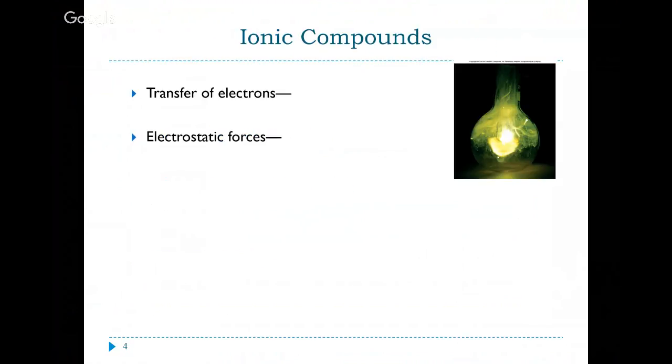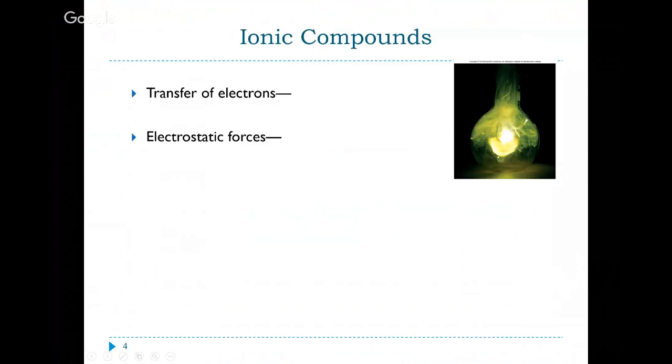So ionic compounds occur when you actually have a transfer of electrons. This transfer is always from the metal to the nonmetal. So the metal gives up the electrons, the nonmetal accepts them. And then because we've given up electrons, we become positive. If we take on electrons, we become negative. So now we have opposites attract. The positives are attracted to the negatives, which then we call electrostatic forces. So that's how ionic compounds are held together.